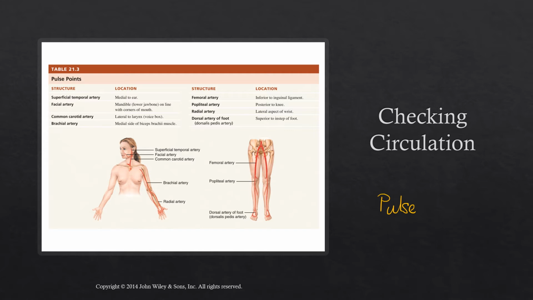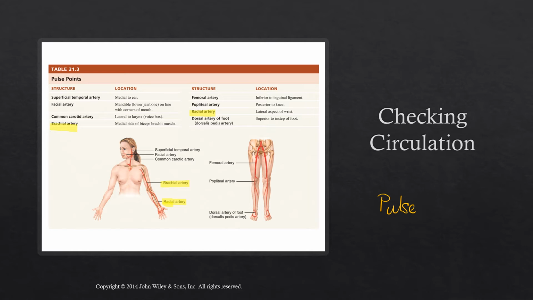Now a pulse might be felt in any artery that lies close to the surface of the body that can be compressed against a bone or another firm structure. So this table here shows some of the common pulse points. One of the most common is the brachial artery, right here, close to the biceps brachii muscle near the antecubital region. The radial artery is also very common down here on the lateral aspect of the wrist.